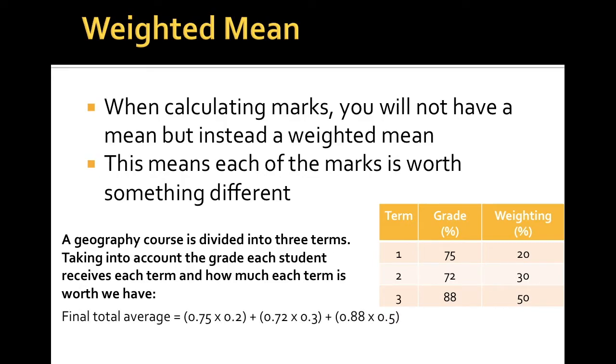So when we find the total average, you have to do the grade times how much it's weighted. And you'll see here that I do it in decimal form. So you would do 0.75 times the weighting, 0.20, plus 0.72 times the weighting, 0.3, plus 0.88 times the weighting, 0.5. So the final total average of this student at the end of the year will be 80.6%.